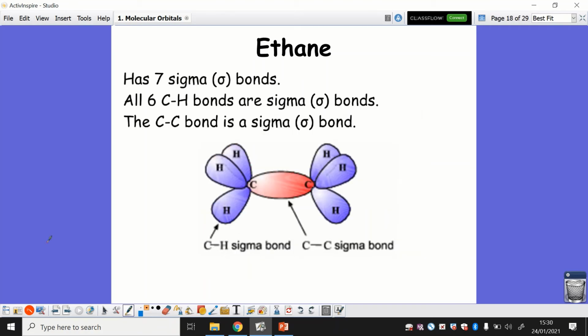So let's look at ethane. Ethane has 7 sigma bonds. It has 1 sigma bond formed between an sp3 on this carbon and an sp3 on that second carbon, and then 1 there, there, and there, and then single bonds between this carbon and hydrogen over here as well. So a carbon to carbon single bond is a sigma bond. A carbon to hydrogen single bond is also a sigma bond.